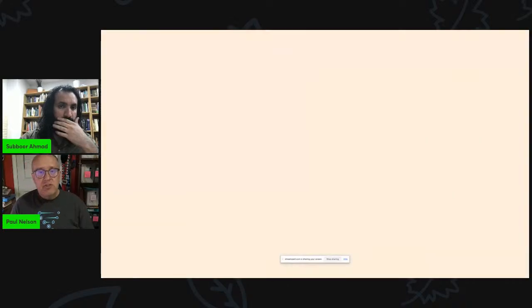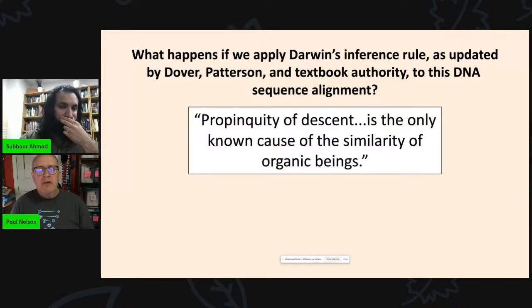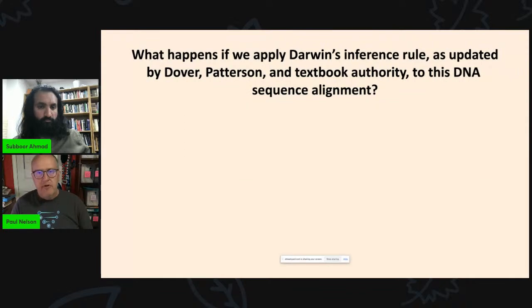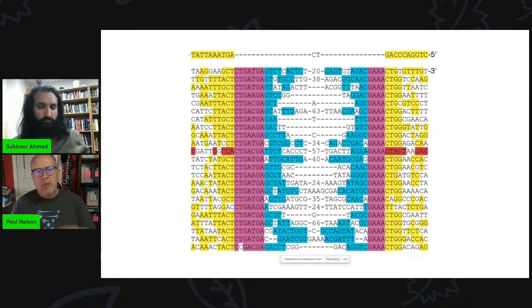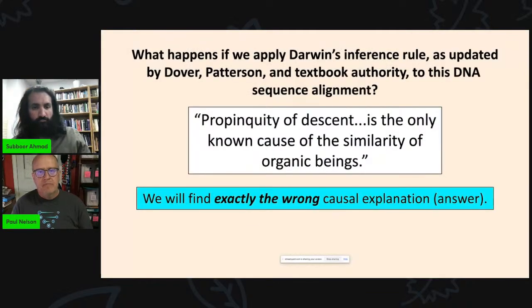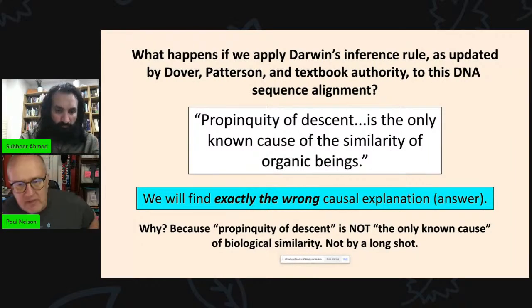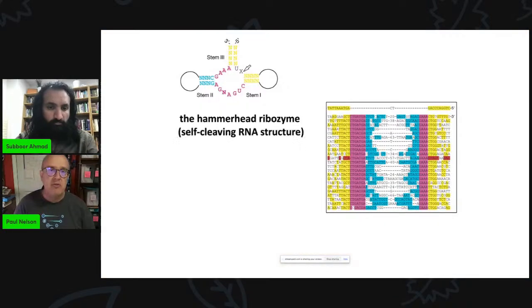The backstory, though, is very interesting. If we apply the principle that Darwin articulated, that again, he knew to be false, right? But as it comes into 20th century biology and the work of people like Patterson and others, and frankly, textbook authority, if we apply this principle, we would get exactly the wrong answer for the origin of this pattern, of this multiple sequence alignment. Because propinquity of descent is not the only known cause of biological similarity, not by a long shot.